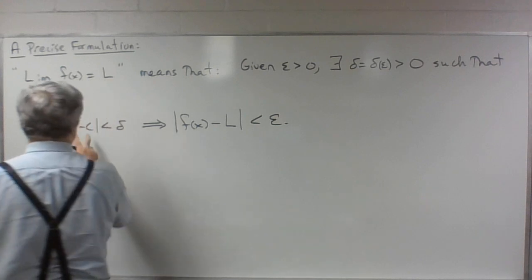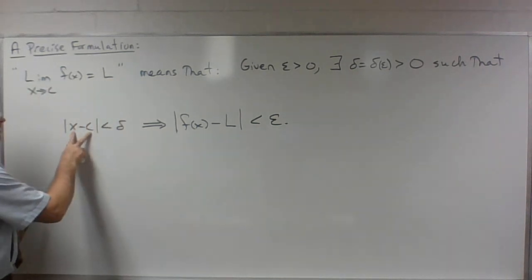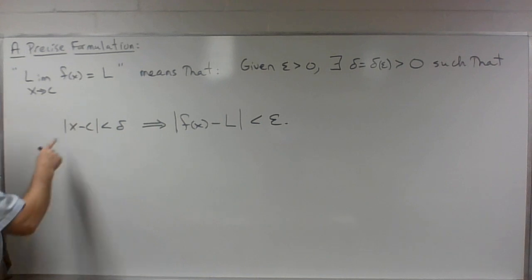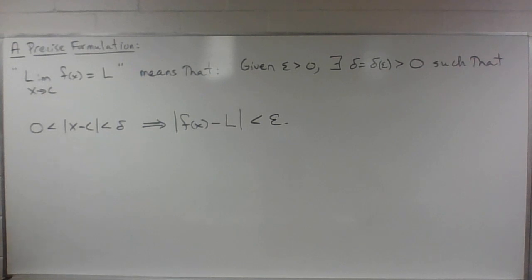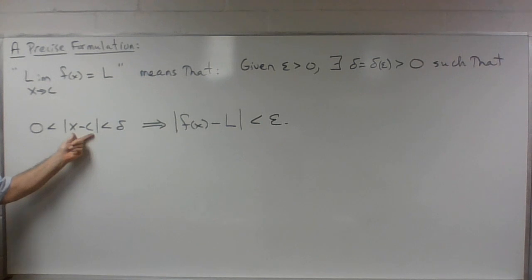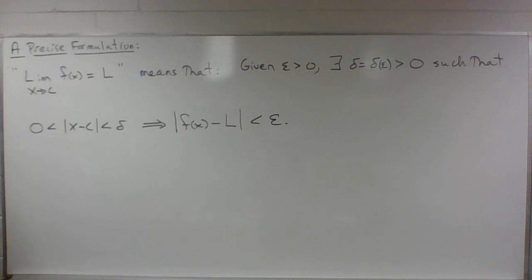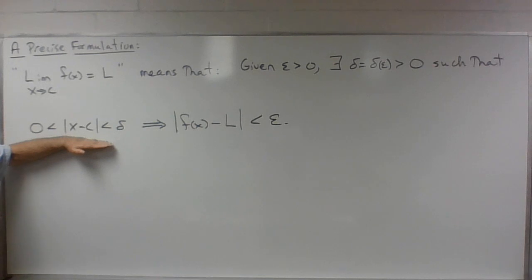So let's see, if x were equal to c, then x minus c would be 0. But we don't actually allow x to be equal to c here. And so to make sure that doesn't happen, we're going to put this in as part of our formulation. This part guarantees that x and c are never equal. We can make x as close to c as we want without x actually becoming equal to c. So this is the definition of limit.